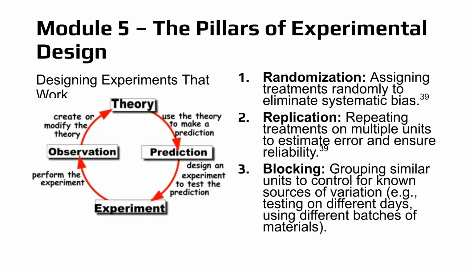Slide showing the cycle of theory, prediction, experiment, and observation. All of our tests rely on good data, which comes from good experimental design. There are three pillars to a strong experiment: randomization, which eliminates systematic bias; replication, which means repeating treatments to ensure your results are reliable; and blocking, where you group similar experimental units to control for known sources of variation, like testing on different days.